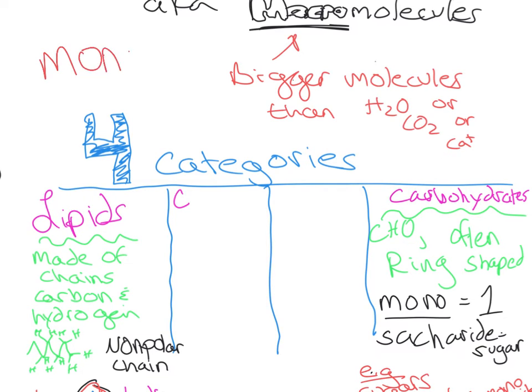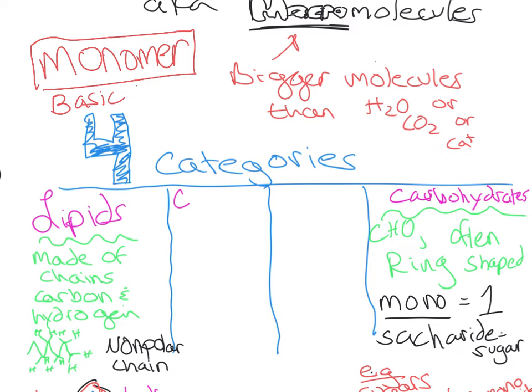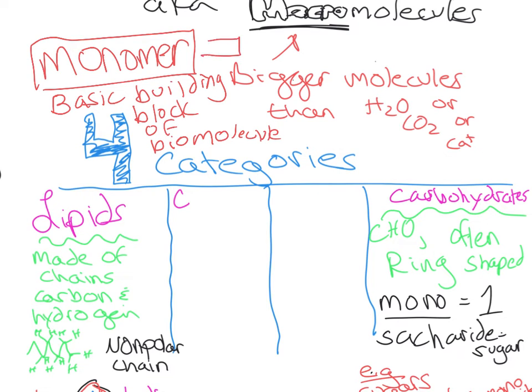So up here or somewhere on your paper, the basic building block of biomolecules or macromolecules are named monomers. Biomolecule. And honestly, you can think of it as like a Lego brick if you want to. So they can come together in different arrangements. That's my Lego brick.